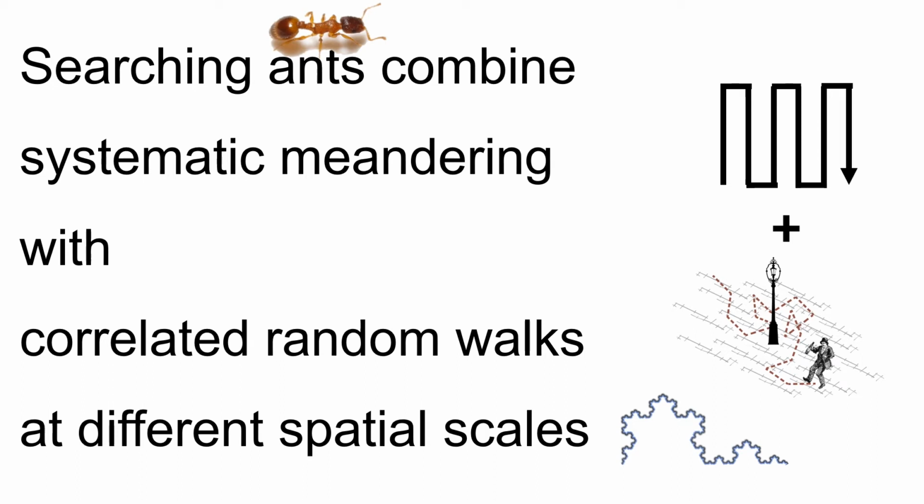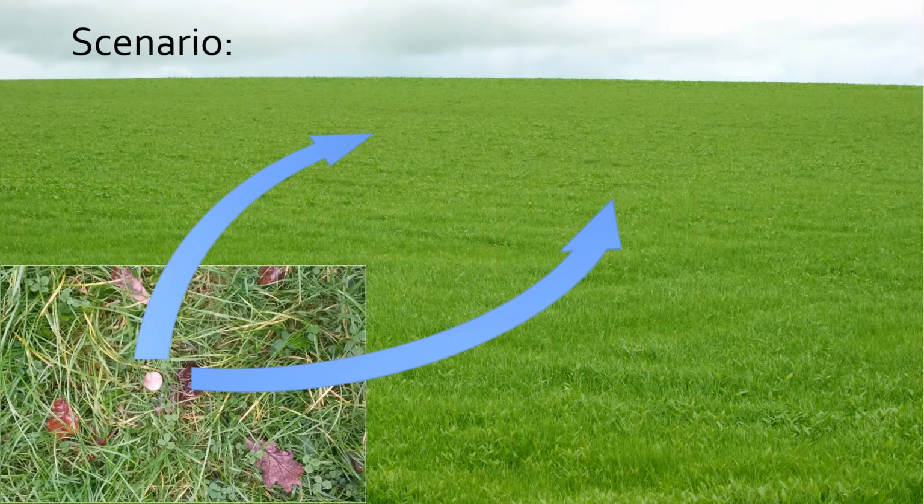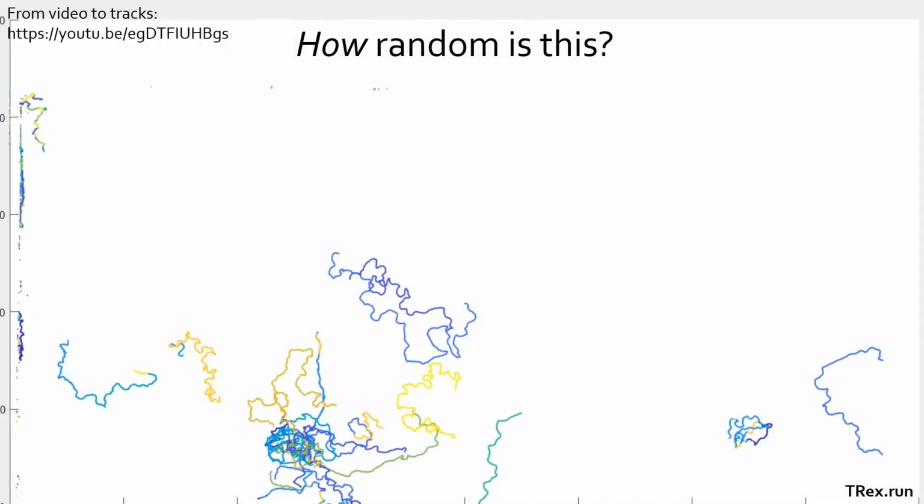I found out that searching ants combine systematic meandering with correlated random walks at different spatial scales. First, imagine you were searching for coins in a wide field like this one, where you would have to return to your starting position after each find. What strategy would you follow? And this is exactly the question I'm trying to answer in ants.